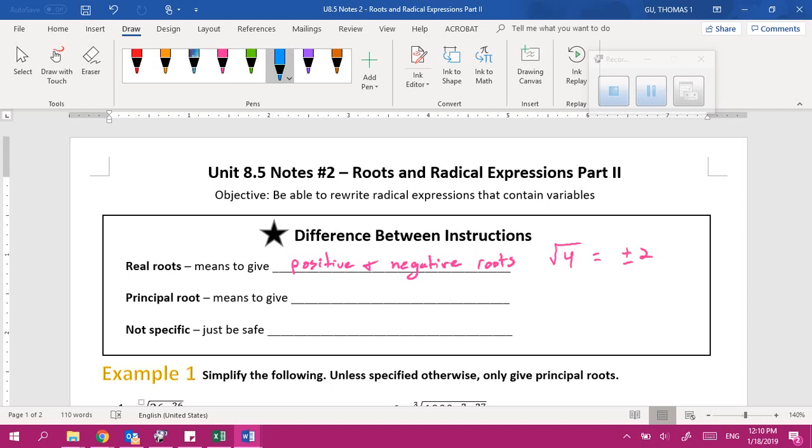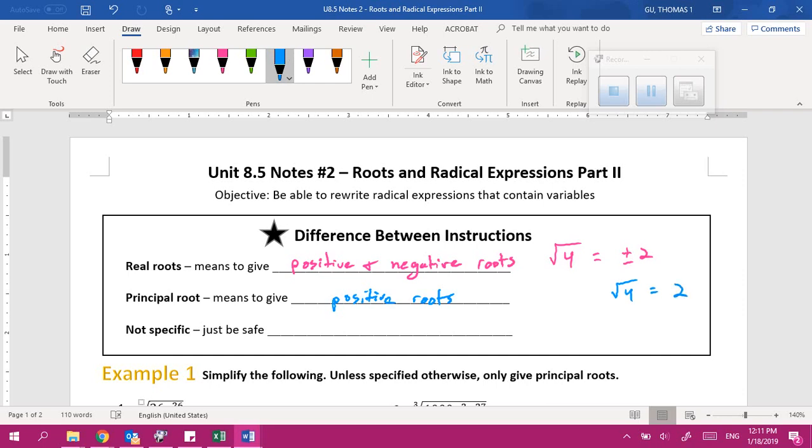Now, it's different than principal root. What does principal root mean? Thank you, very good. Positive roots. We got people who can answer the questions. Positive roots. So, what would the principal root of square root of 4 be? 2. There we go, good.